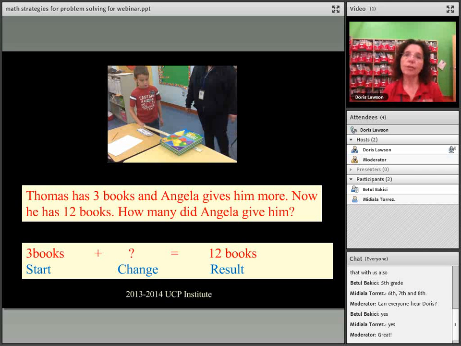What strategies can you use? Well, some of them will say count on, and that's good. Some of them will say, well, this is really a takeaway, because if I have 12 and I put the 3 here, I can take the 3 away. Notice how the manipulatives get them to think critically. And that's what we're looking for.